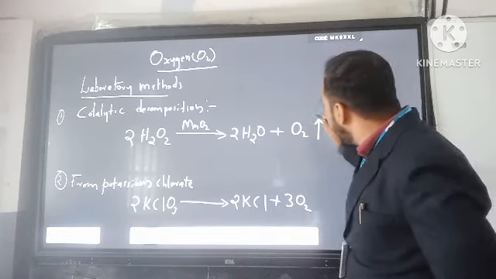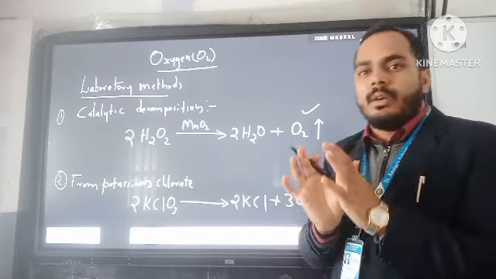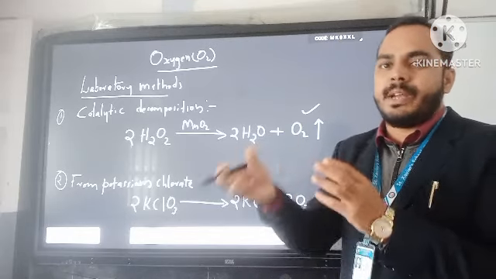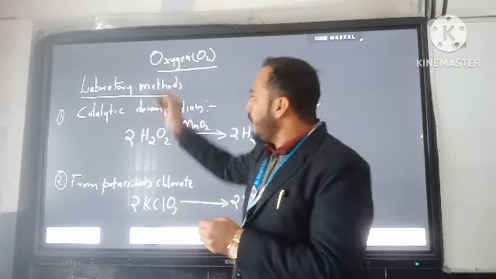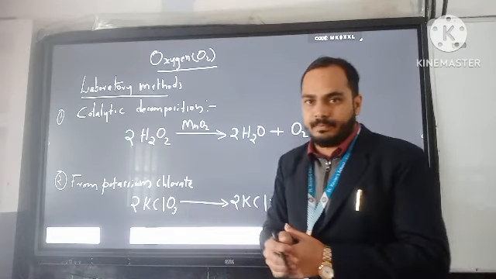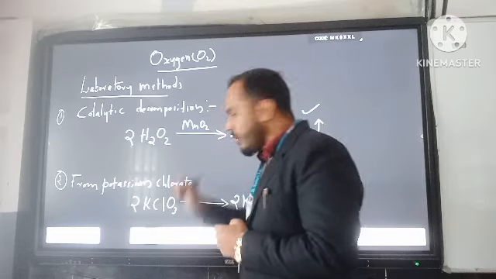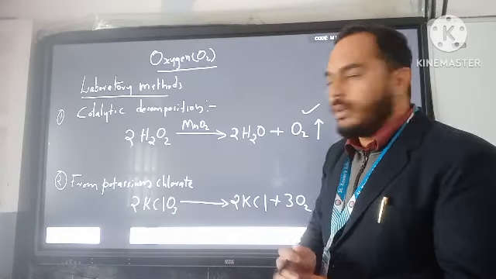According to this way, we will get the oxygen. So this is one of the methods to separate the oxygen in the laboratory. The name of the process is catalytic decomposition. And the second one, from potassium chloride.